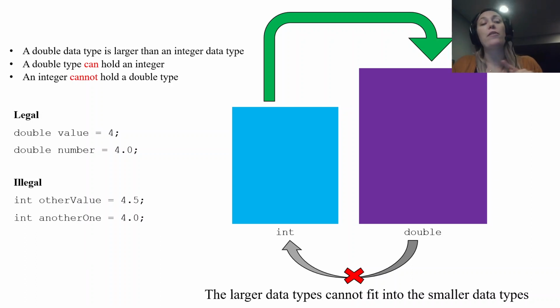It's illegal the other way around. If you try to store a 4.5 into an integer, or even a 4.0 into an integer, because a 4.0 is still represented as a decimal, and Java will still read that as a decimal. So that is still illegal. You cannot do those. You will get a compiler error. So you're able to store integers into doubles, but not doubles into ints.